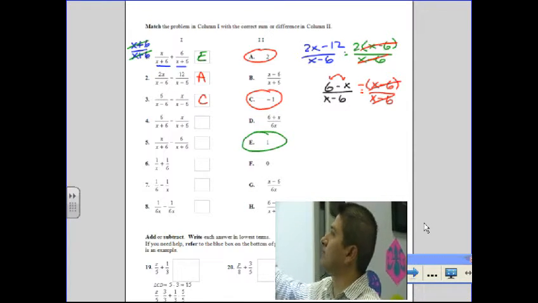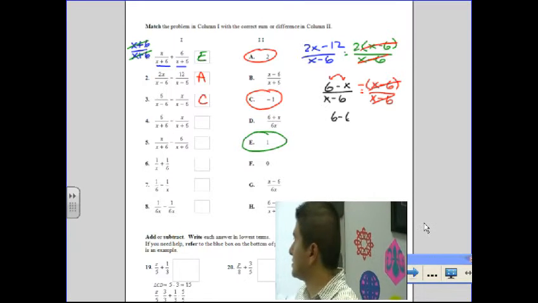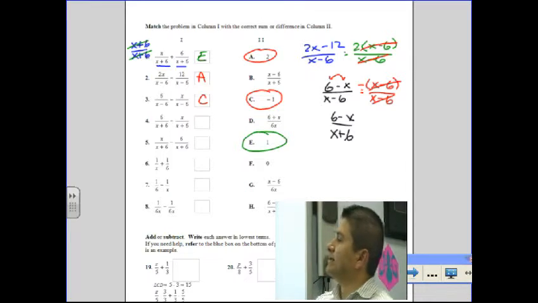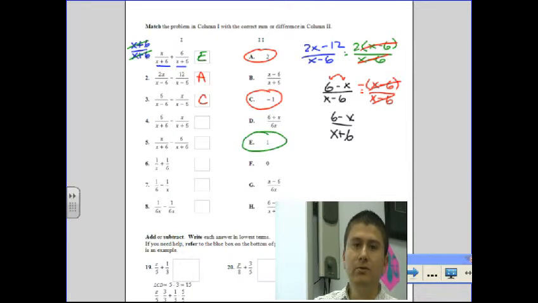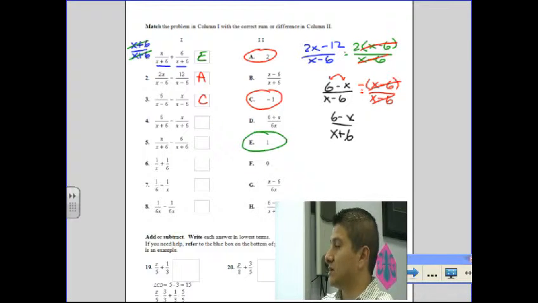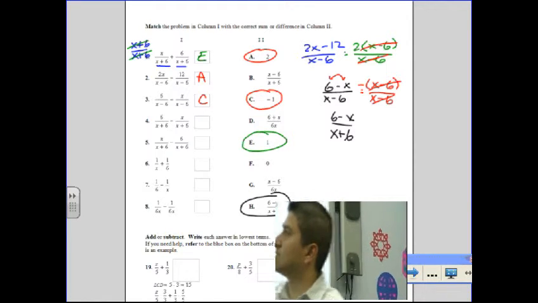Number 4, I have 6 minus x. That's not an x. That's still not an x. 6 minus x over x plus 6. Is there anything to do on this one? Can we cancel anything? Can you move anything around? I mean, you can move it around, but then it'll just make x minus 6, which is not the same thing as x plus 6. So even if we switch it, nothing can cancel, nothing can factor, so my answer is just what it is. Letter H.